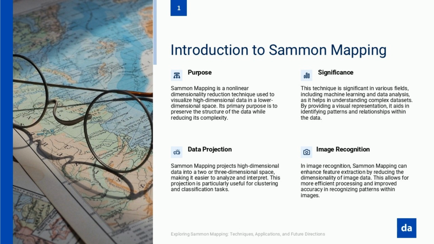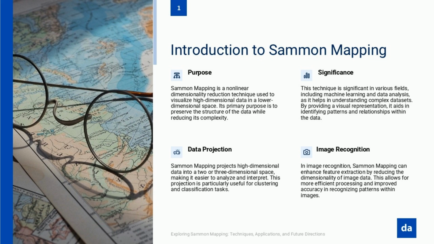What makes this technique special is that it doesn't just randomly squash data into a smaller space. It carefully preserves distances between points, making sure that things that were close together in the original space stay close together in the mapped space. And that's huge for things like image recognition, data clustering, and even complex pattern detection.